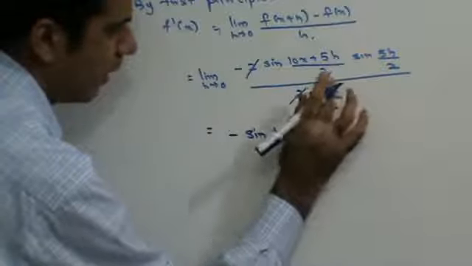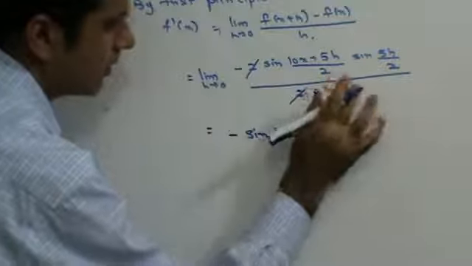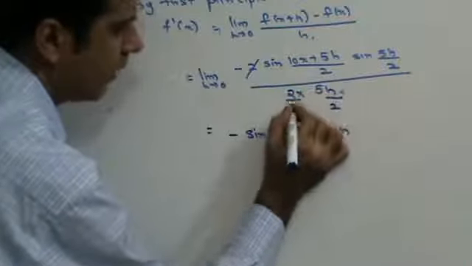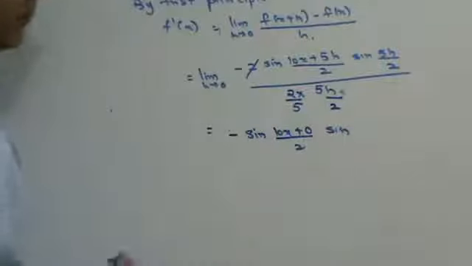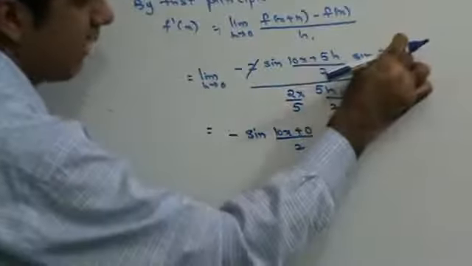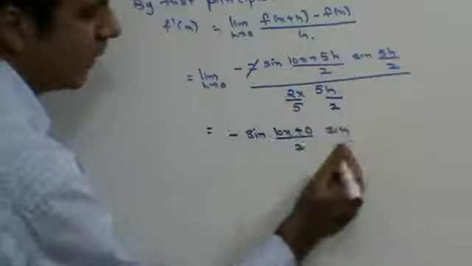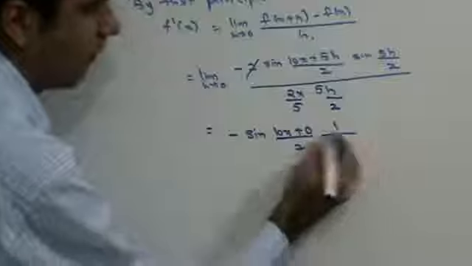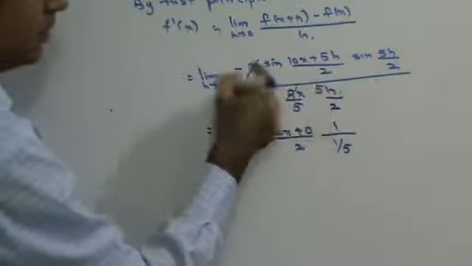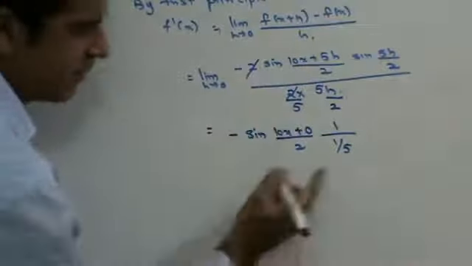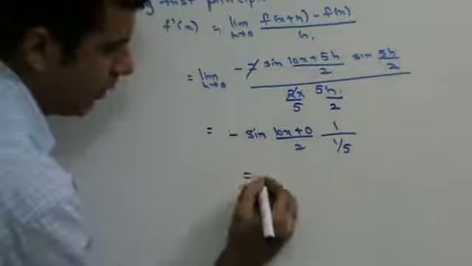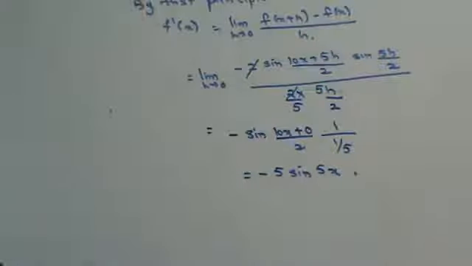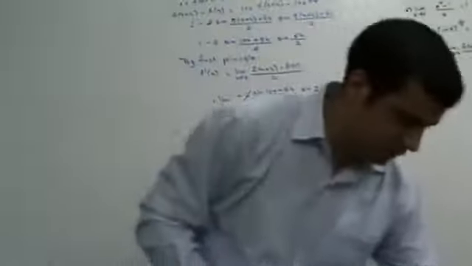You will have to multiply by 5 also, because this is 5h by 2. The 2 you had already multiplied. This is 5, multiply by 5, divide by 5. So this is sin of 5h by 2 upon 5h by 2. Sin theta upon theta is 1, upon 5. This 2 and this 2 are gone, so this 1 upon 5 remains as it is. Denominator of denominator becomes numerator, so this is minus 5 sin 5x. So your answer is going to be minus 5 sin 5x.